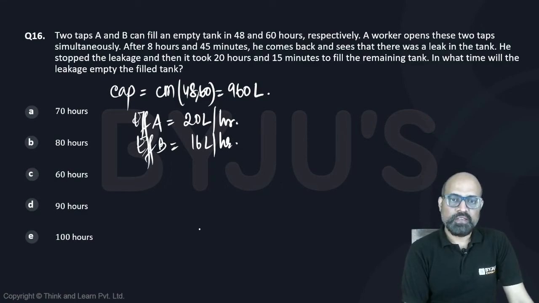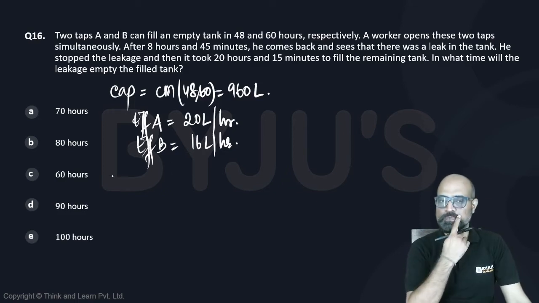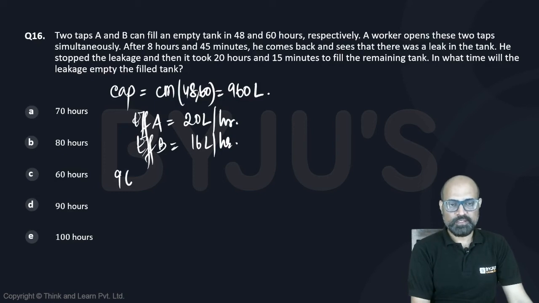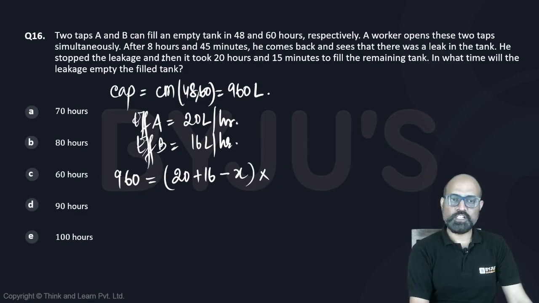Now, a worker opens these two taps simultaneously. So these 960 liters, they were supposed to fill, right? Now A and B, they both were opened for 8 hours and 45 minutes. But then there was a leakage. So let's say the leakage was removing X liters of water every hour. And this worked for 8 hours and 45 minutes, which is 35 by 4 hours.